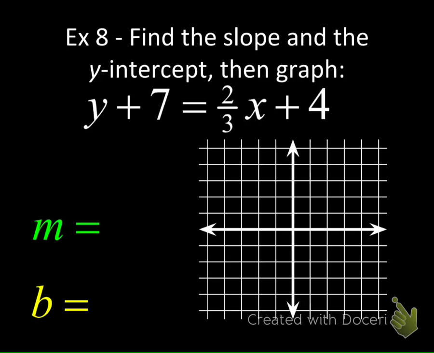Okay, for this one again, y is not by itself, so what am I going to have to do? Guys, let's refocus. Y isn't by itself, so what am I going to have to do? Subtract 7 from both sides, that's right. I'm going to draw my line of equality. Y equals 2/3 x. What's 4 minus 7? Negative 3. Thank you.